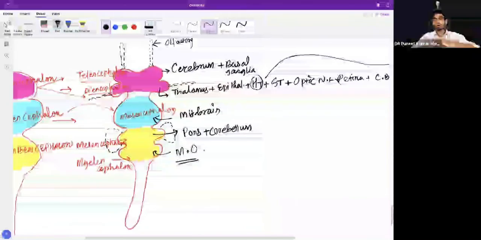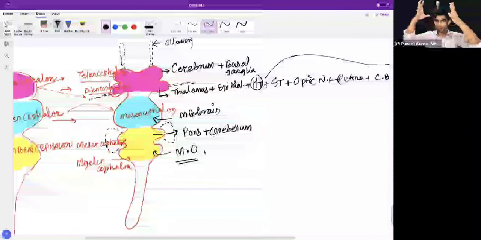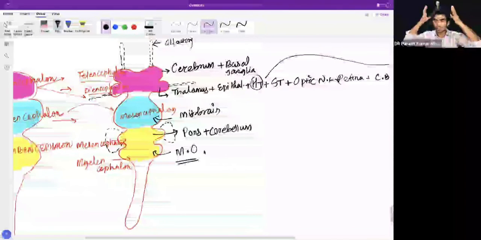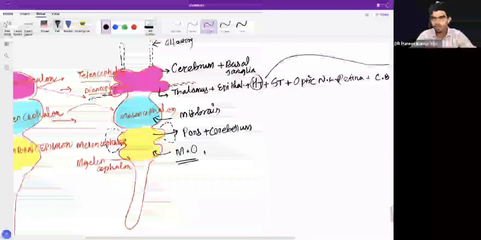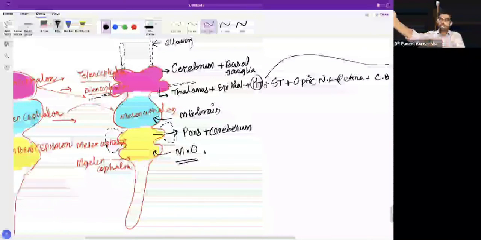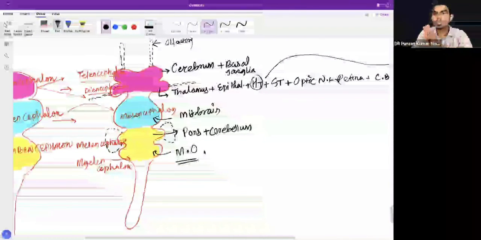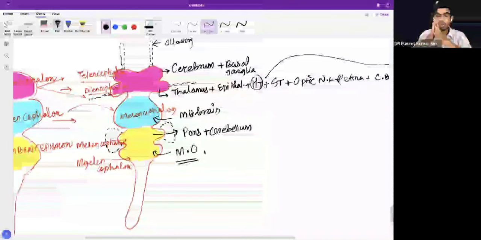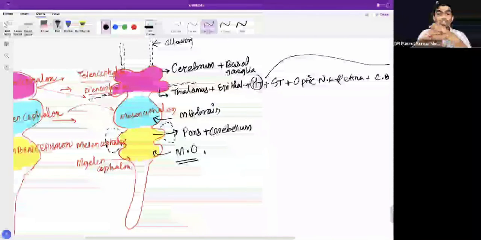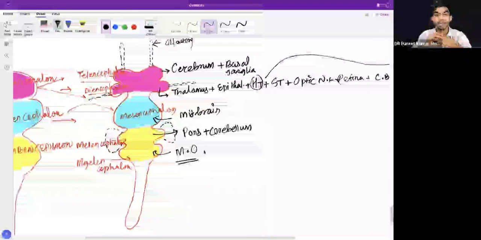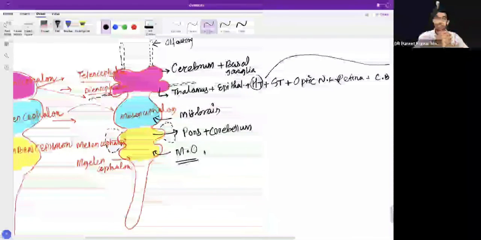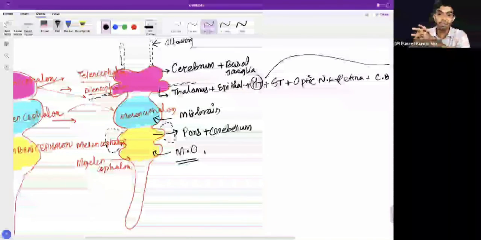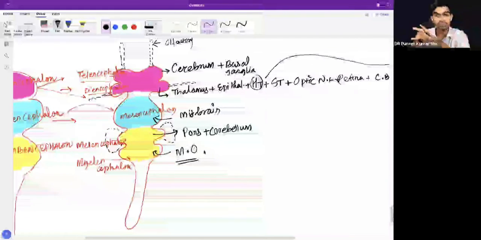The uppermost part, the prosencephalon, forms the forebrain. Forebrain consists of the brain proper. Again, the prosencephalon divides into two more bulges. The uppermost is called the telencephalon, the lower one is called the diencephalon. The telencephalon develops into the cerebrum and the basal ganglia, and the diencephalon develops into the thalamus, epithalamus, hypothalamus, subthalamus, optic nerve, iris, ciliary body, and pituitary, the neurohypophysis.